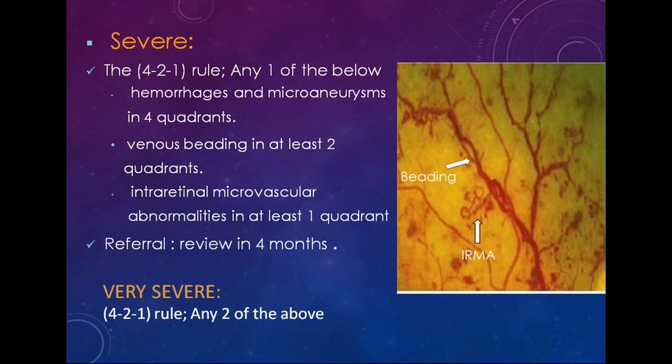This is a picture of severe NPDR, very severe NPDR. If any two of the 4:2:1 are present, it is called very severe NPDR.